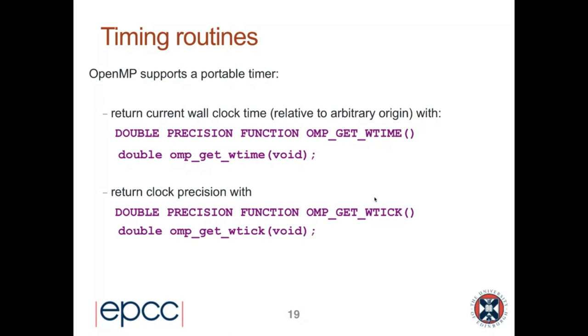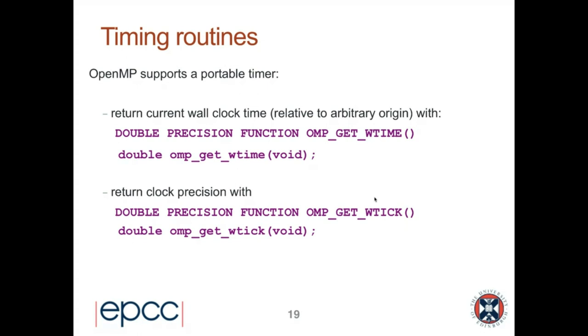And the last of this collection of topics for this afternoon is about timing routines. If we're interested in parallelism, then we're almost certainly interested in performance, and therefore we might also be interested in timing pieces of code. So OpenMP supports a portable timing routine called omp_get_wtime, and it returns the current wall clock time in seconds as a double precision floating point value relative to some arbitrary origin in the past.